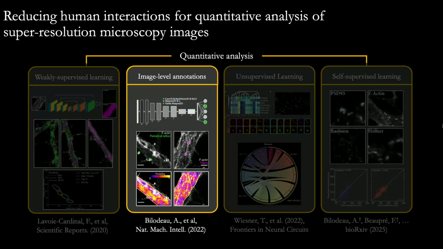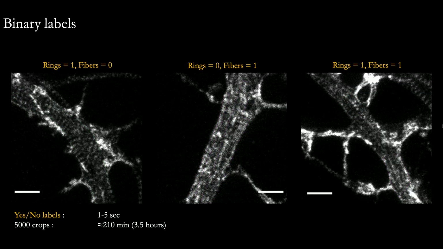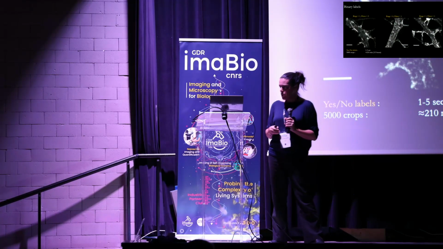But the next question we had was, okay, it still took about 150 hours to generate the training data set for this U-Net. Is there a better way, a more efficient way to reduce even more the annotation burden that is put on the expert? And the next project we worked on was trying to go from the bounding box labels that still take 1 to 2 minutes per small image to do, to a very fast annotation process where we would ask an expert only to say if they see rings or fibers in the image.